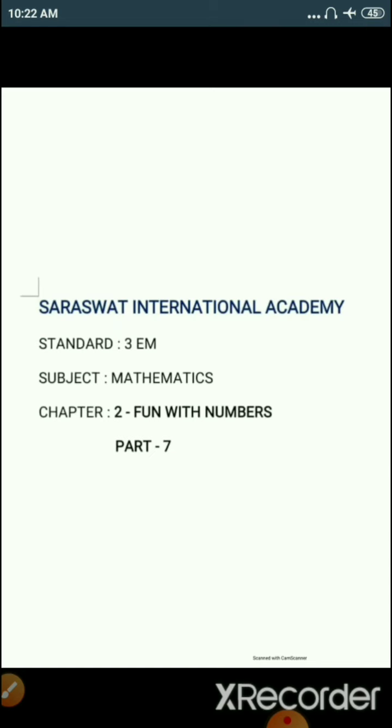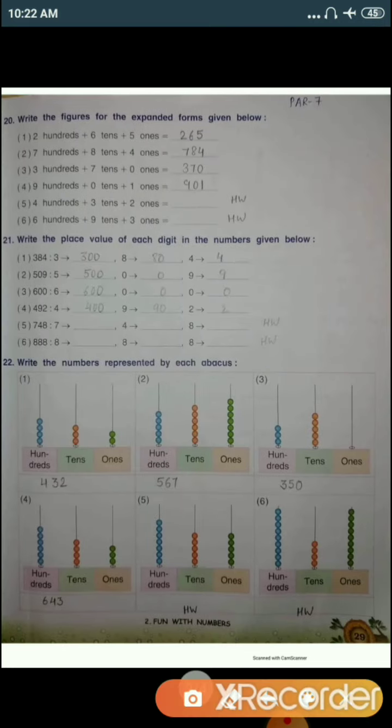Here we are going to continue chapter number 2, Fun with Numbers, part 7. In today's session, we are going to study the figures for the expanded forms, then place value, then numbers represented by abacus, preceding number, then succeeding number, middle number, ascending and descending order.